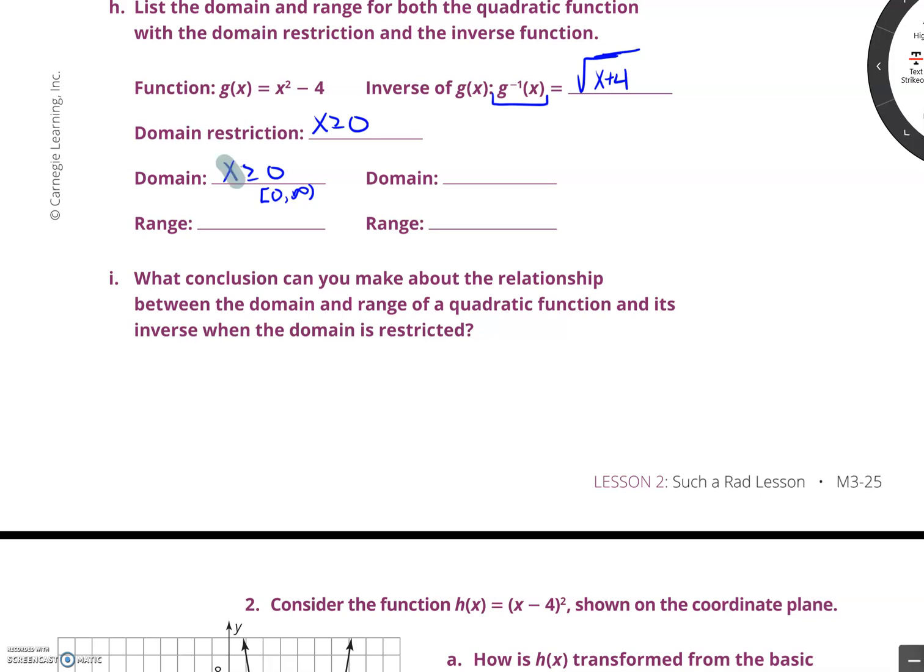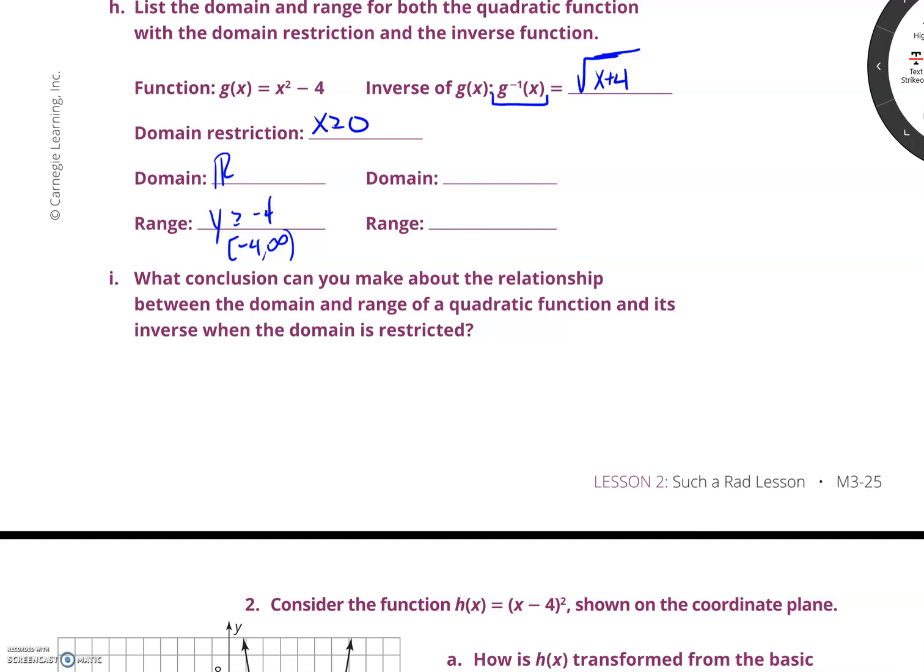Oh, wait, sorry. I lost my train of thought. My bad. The domain is all real numbers. The range is still y is greater than or equal to -4. In interval notation, it would be -4 to positive infinity.